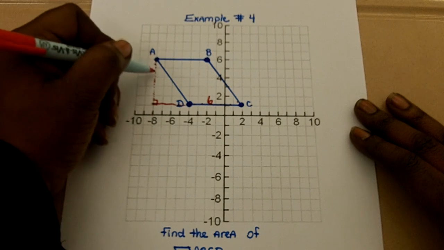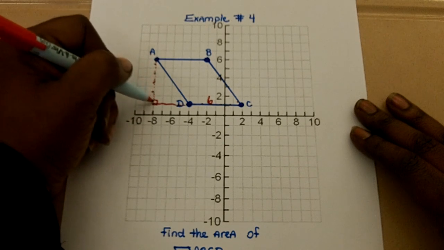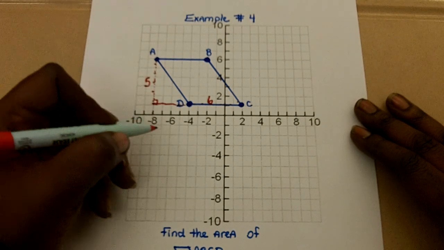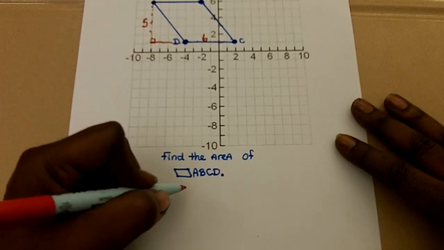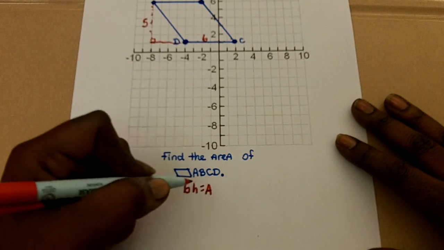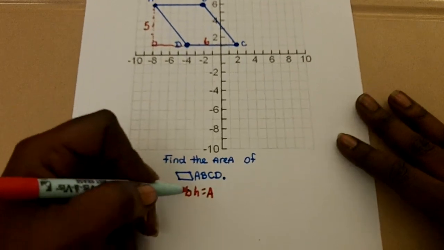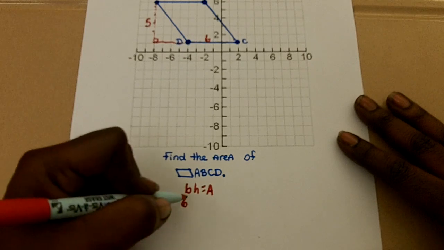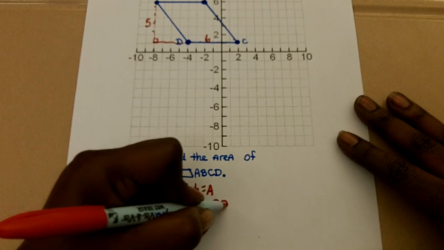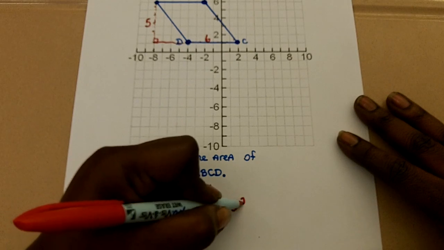So I'm going to count 1, 2, 3, 4, 5 for my height. We're still going to use the same formula. It is a parallelogram, so base times height will give me the area. Remember from the picture, the base is 6, the height was 5, and 6 times 5 gives us an area of 30 units squared.